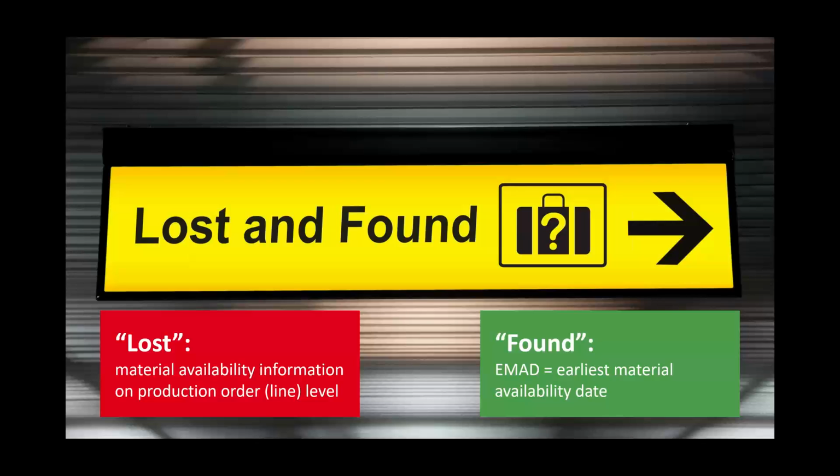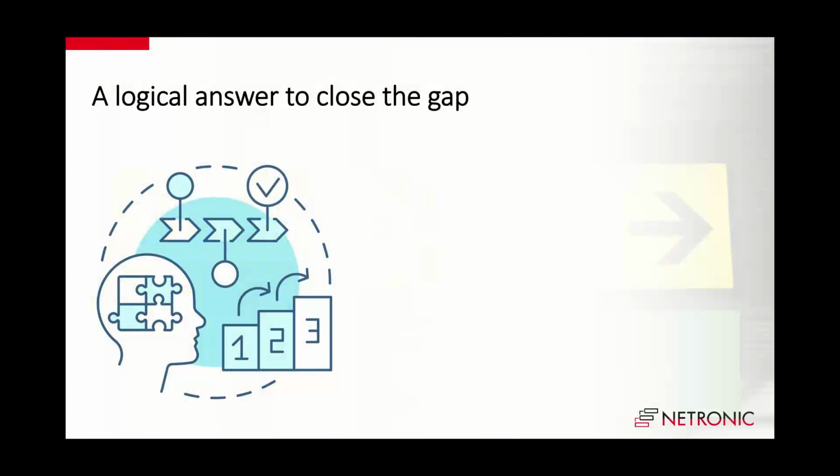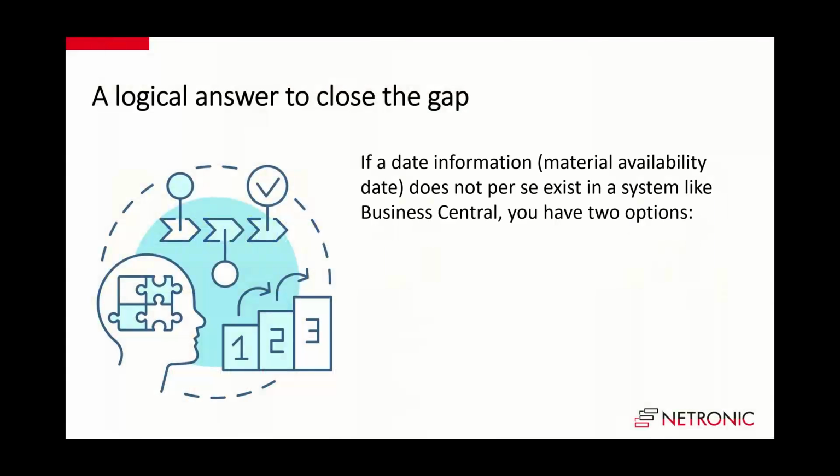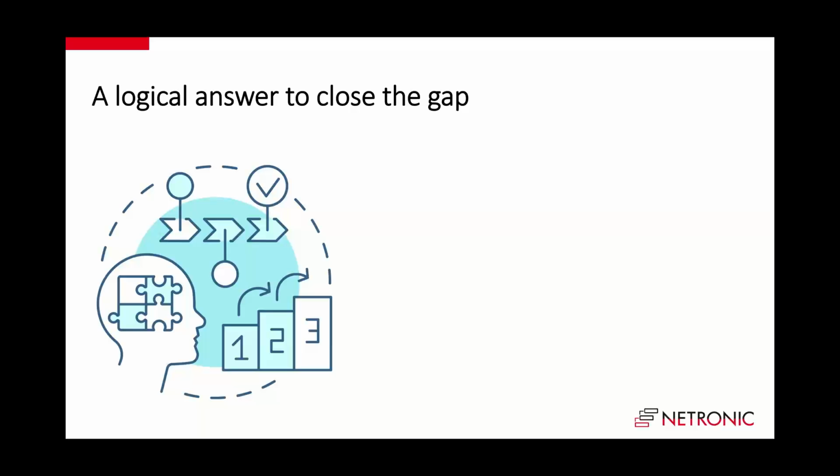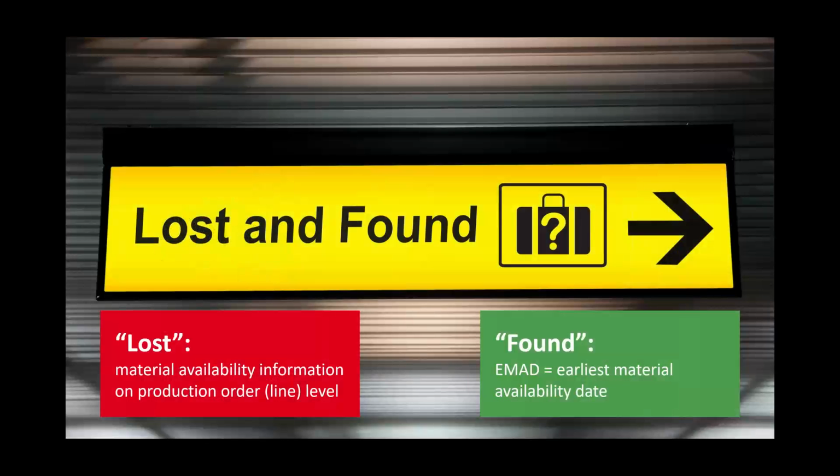So let's break this down a little bit first. What does it mean to determine an earliest material availability date? And let's also break down on which object level we determine this function. Let's start with the latter question, with the first question first. This is almost a logical answer to the most obvious question: how to close this gap between what seems to have got lost within Business Central and how to get there.